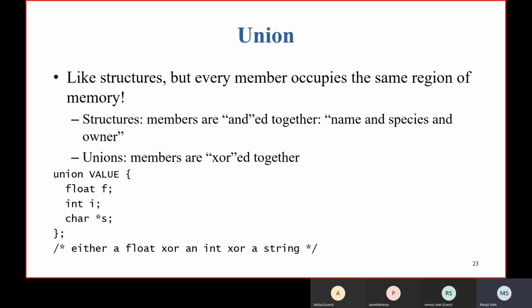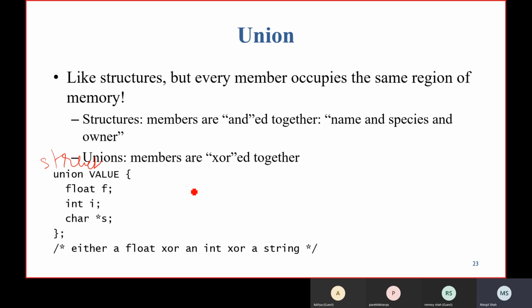So like a structure, but every member occupies the same region of memory. Structure members are added together, name and spaces and so on. Union members are XOR'd, added together. What does it mean? Suppose we define the same using the struct keyword.